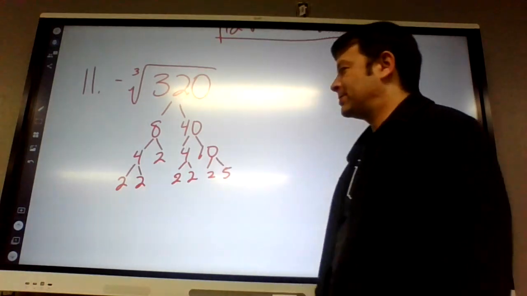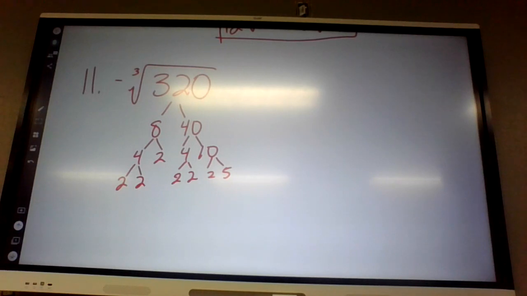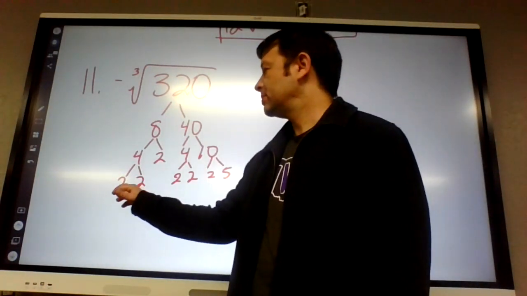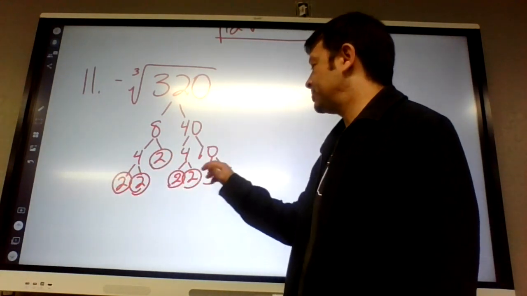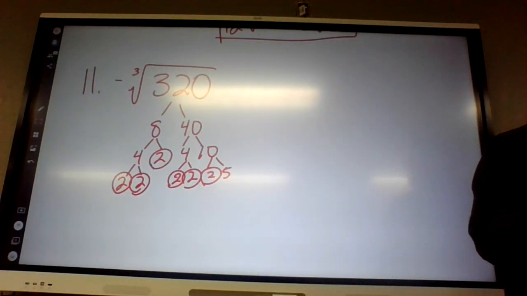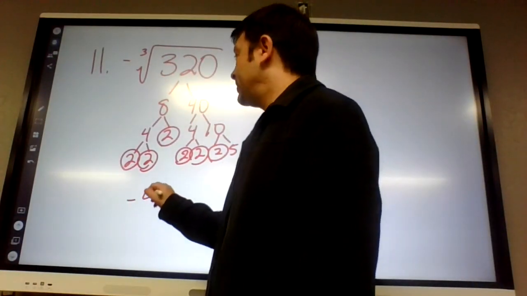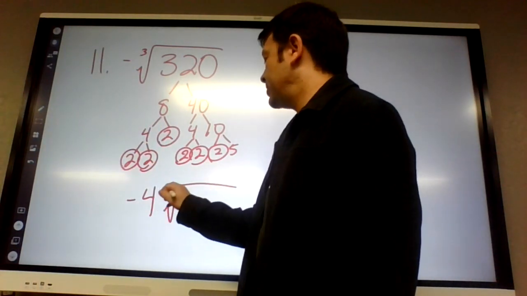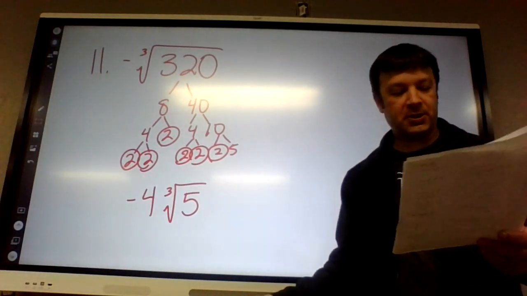Look at all those 2's. Okay, shh. So we're looking for triples. We have two. Triple 2, triple 2. So what's going to come out? Oh. 4. 2 times 2. Oh my gosh. 4 squared to 5. And there was a negative in front, so it's negative 4 cubed root of 5. Alright, I'm going to stop there.